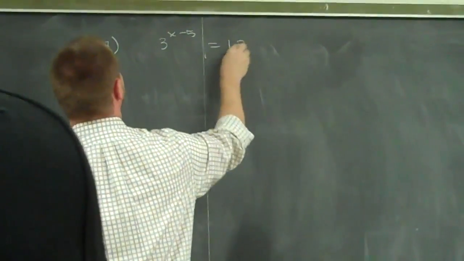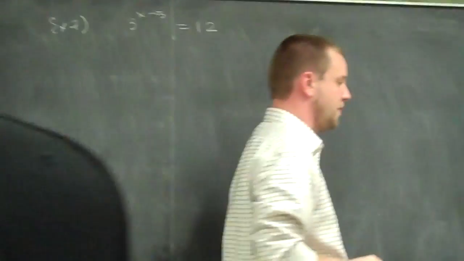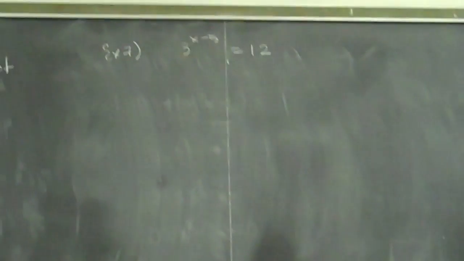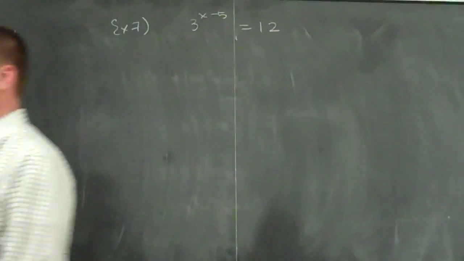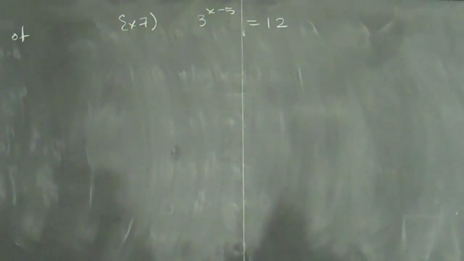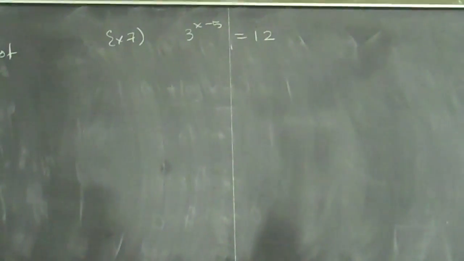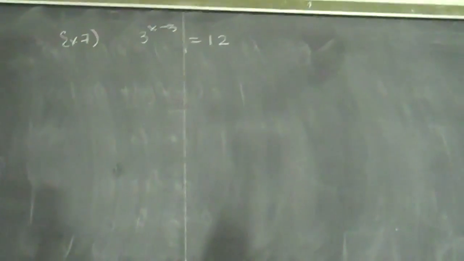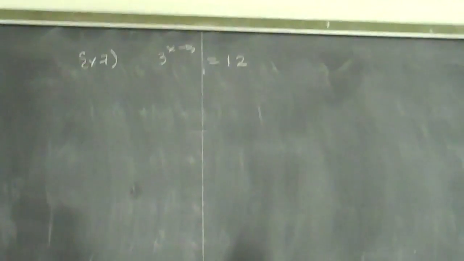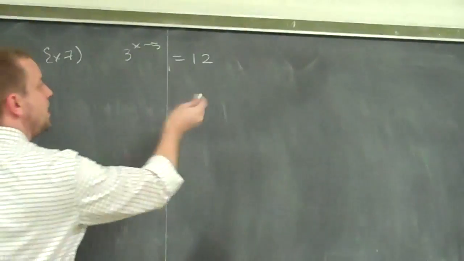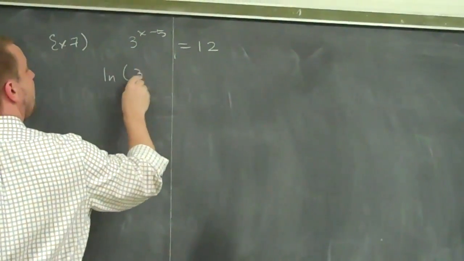So the 3 to the x minus 5 equals 12. I'm telling you it doesn't matter, and you guys aren't real decisive when I say which one do you want to use, so I'm going to use the natural log. If you don't want to use the natural log, you can use the common log. I don't care. It's going to work out the same way. But I'm going to take the natural log of both sides.